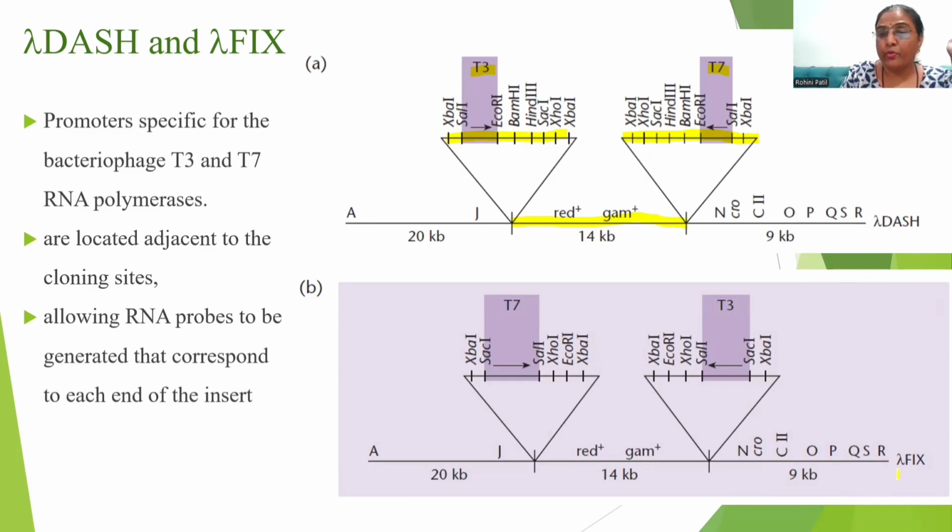Now here is the second vector, the lambda fix vector. Here also you can see the multiple cloning sites, and flanking the multiple cloning site there is again the promoter for T7 and the promoter for T3 RNA polymerases. These are the bacteriophage-derived promoters placed into the vectors lambda dash and lambda fix. In both of them there is a stuffer fragment, the red and GAM genes, and both of them are replacement vectors.